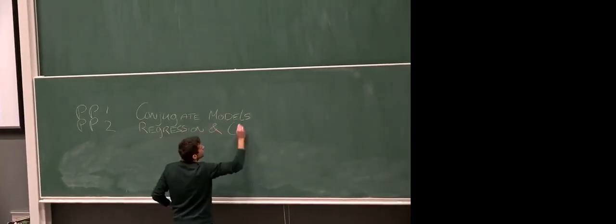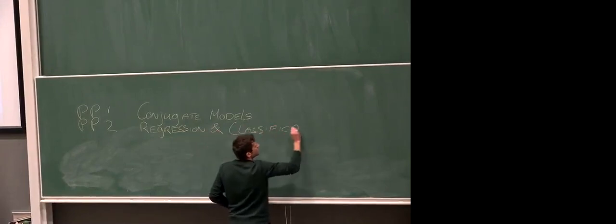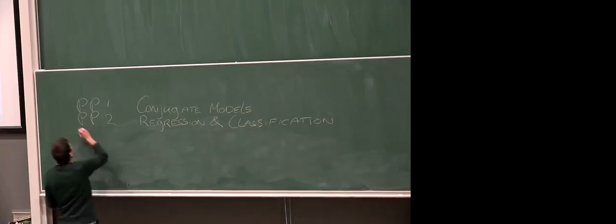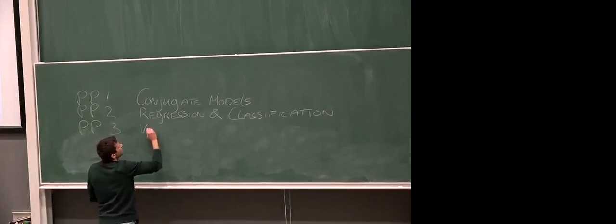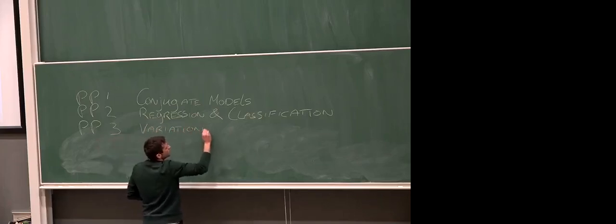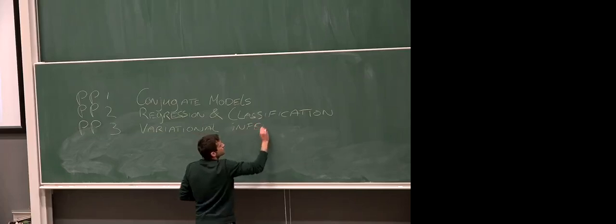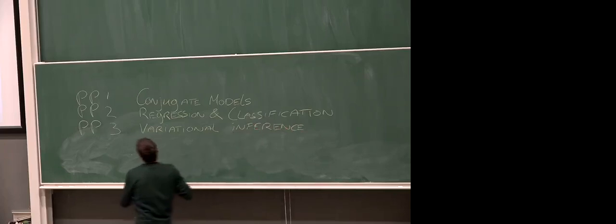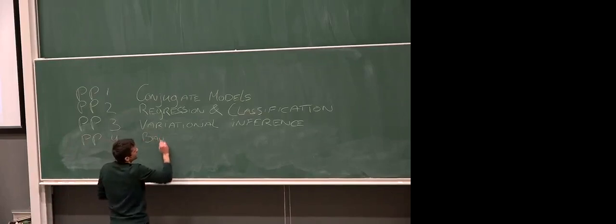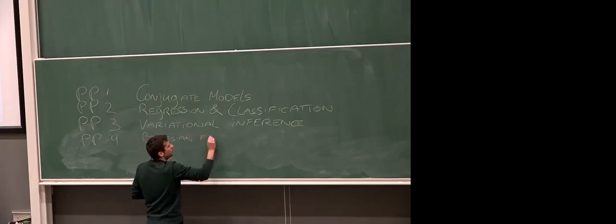Right, so we had PP1, conjugate models, PP2, regression and classification, PP3, variational inference, and today we have Bayesian inference in dynamical models, which we typically call Bayesian filtering and smoothing.